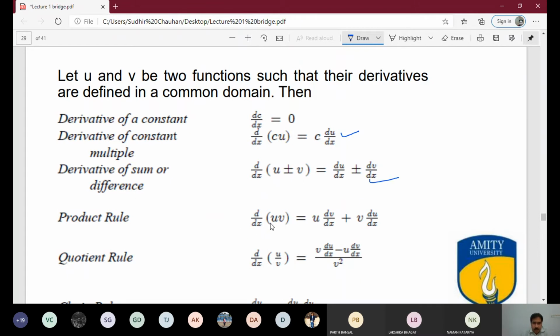If it is a product of two functions, where u and v are functions of x, we can first differentiate one function while the second remains the same, plus we differentiate the second function while the first remains the same. So it is the product rule. And in case of a quotient, we write denominator squared in the denominator, and in the numerator, denominator times differential of numerator minus numerator times differential of denominator.